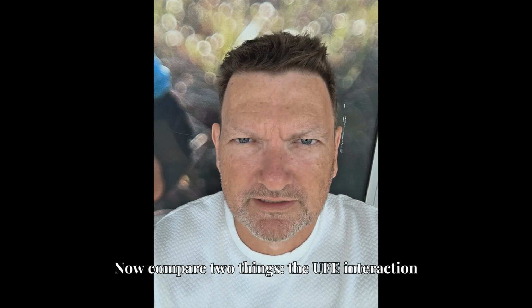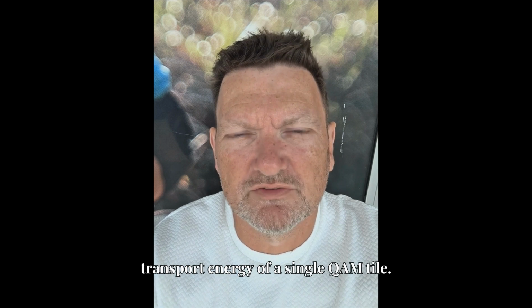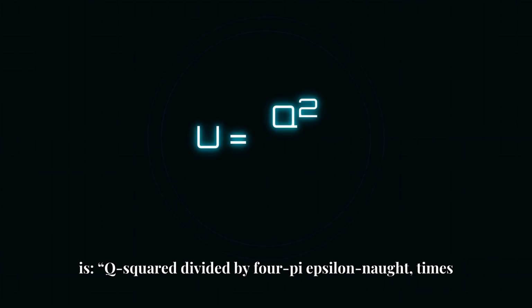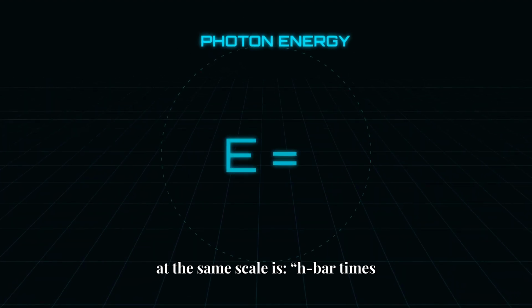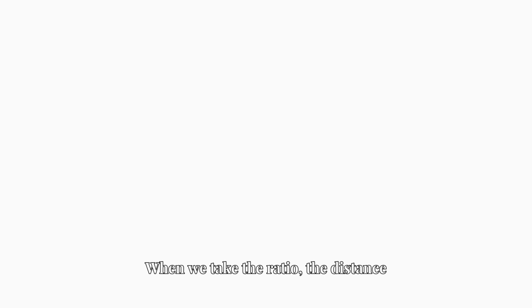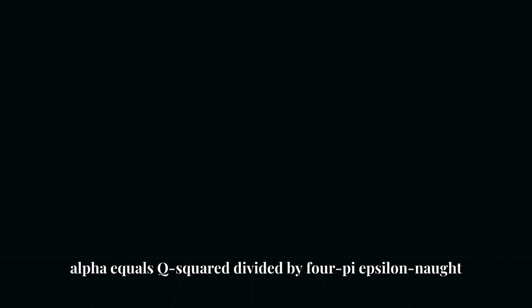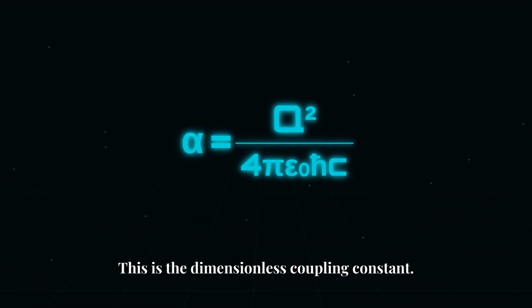Now compare two things, the UFE interaction energy when fields overlap, and the UFE transport energy of a single QAM tile. The UFE interaction energy between two charges is q squared divided by 4π epsilon naught times 1 over r. The UFE transport energy of a photon at the same scale is h-bar times c divided by r. When we take the ratio, the distance cancels, the units cancel, only the pure geometry remains, and that ratio is alpha. Alpha equals q squared divided by 4π epsilon naught times h-bar times c. This is the dimensionless coupling constant.